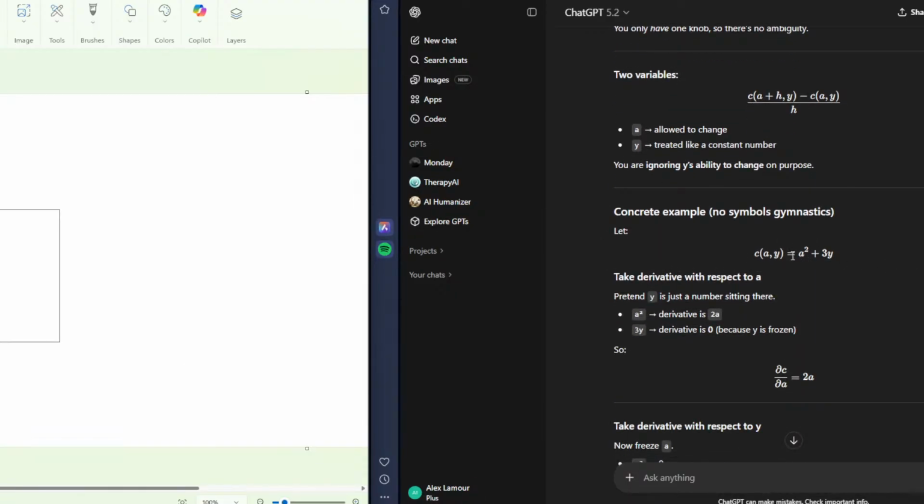So pretend y is just a number sitting there, which it is, because that is your desired output value, right? So the derivative of a squared is 2a. The derivative of y squared is 0 because y is frozen.